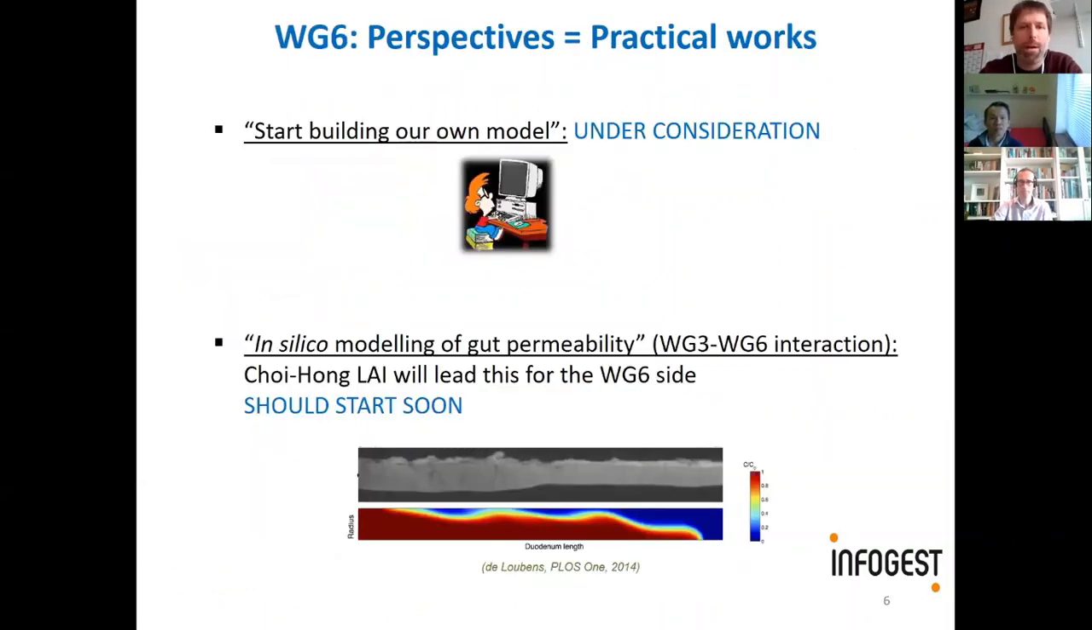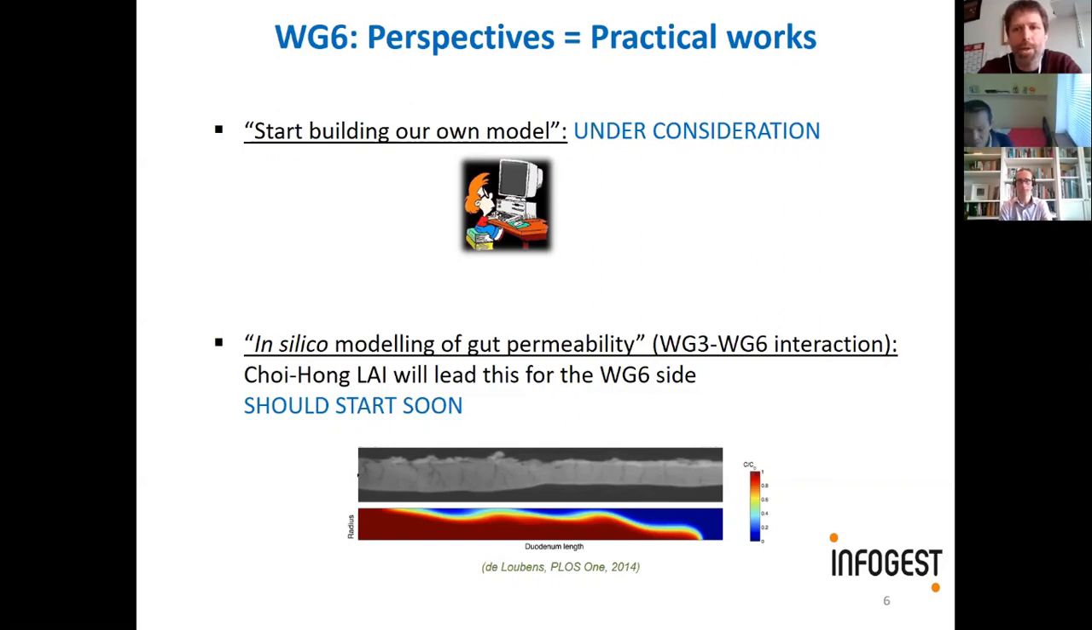And so to finish, in the future, what we want to do is to do practical work. So we wish to start building our own model, but we have plenty of questions before really jumping into that. So we are discussing so far on how to do what, etc.